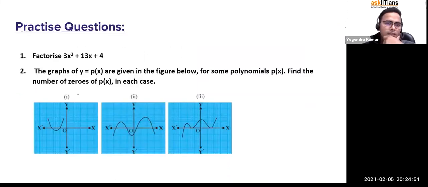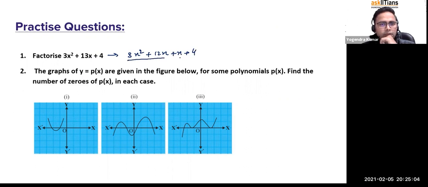Now in all these questions, we can factorize again. Let me show you. x square plus 12x plus x plus 4. We can pair up like this. So it is giving us x plus 4 and 3x plus 1 common here, right? This is what we have here. You got the idea. Now the graph of this is given below.